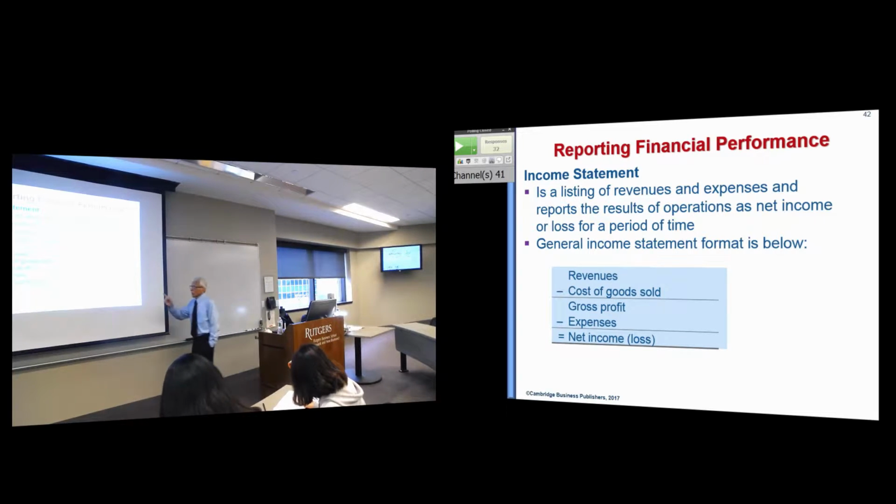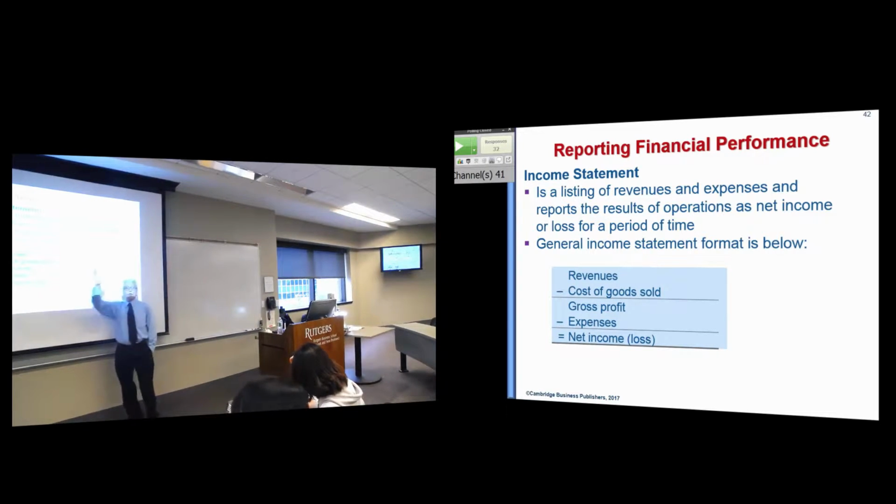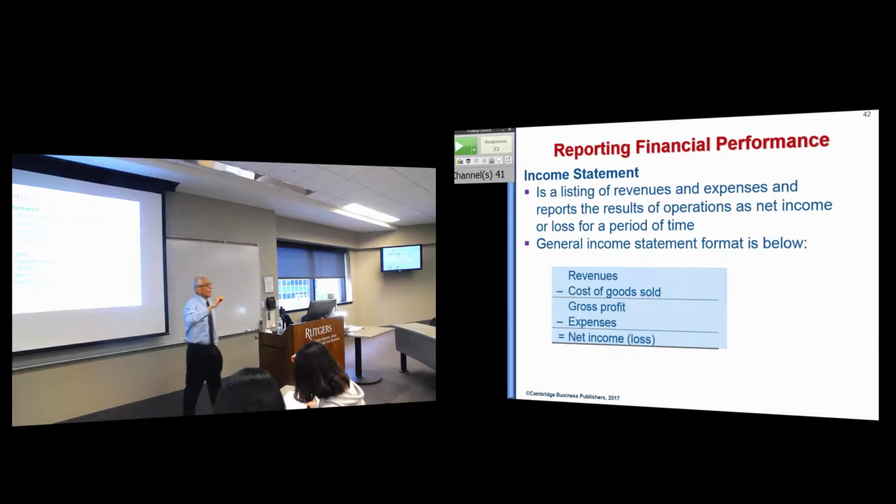The accounts on the income statement, revenues, cost of goods sold, expenses, these are temporary accounts. They are not cumulative. They are temporary, and they are only going to last for one accounting period. They are completed accounting cycles. The cycles are completed.